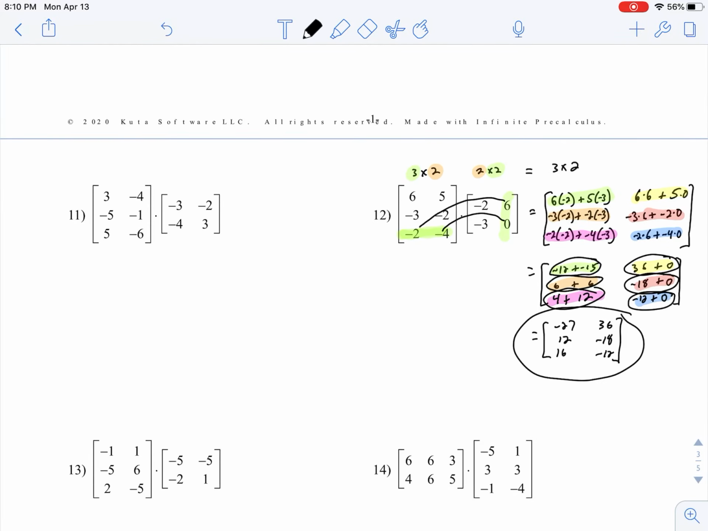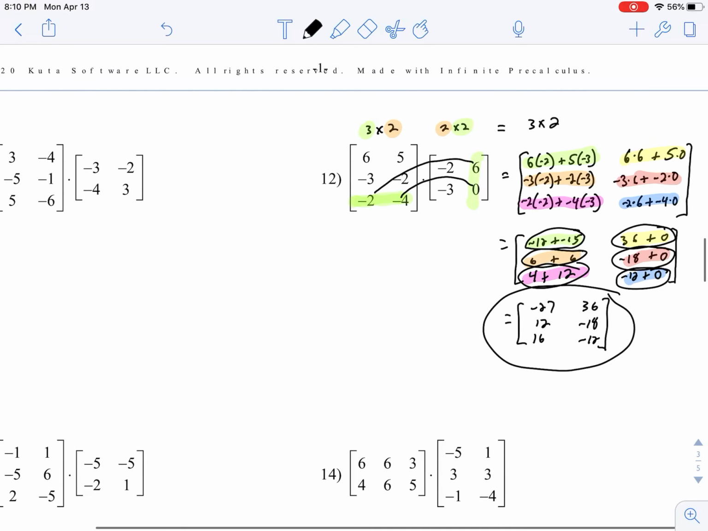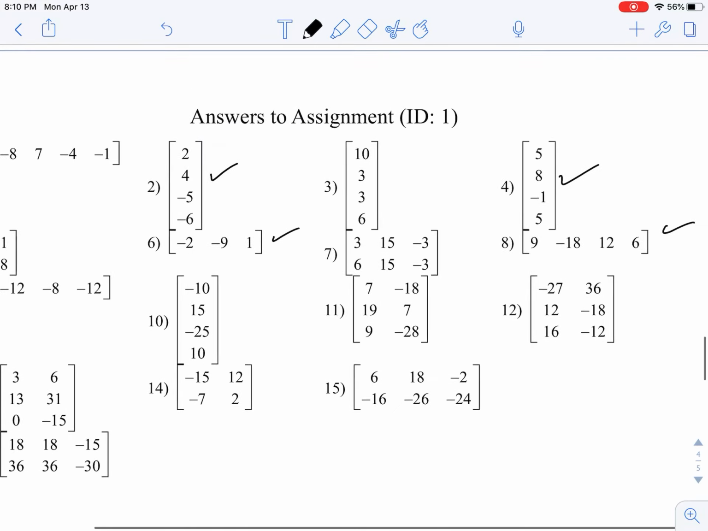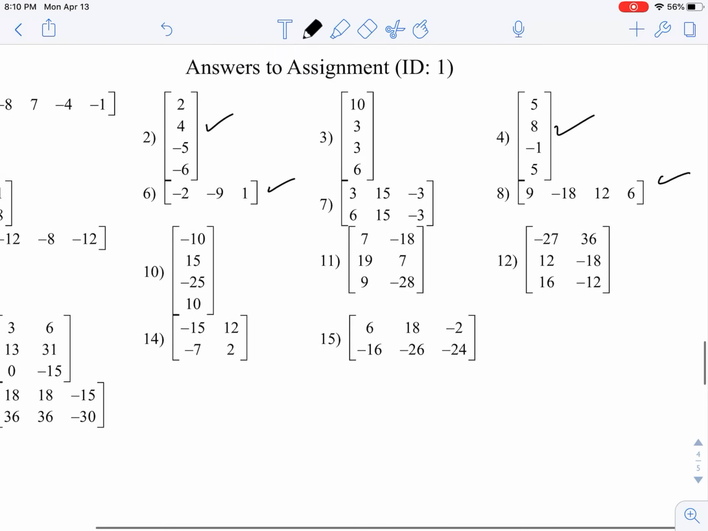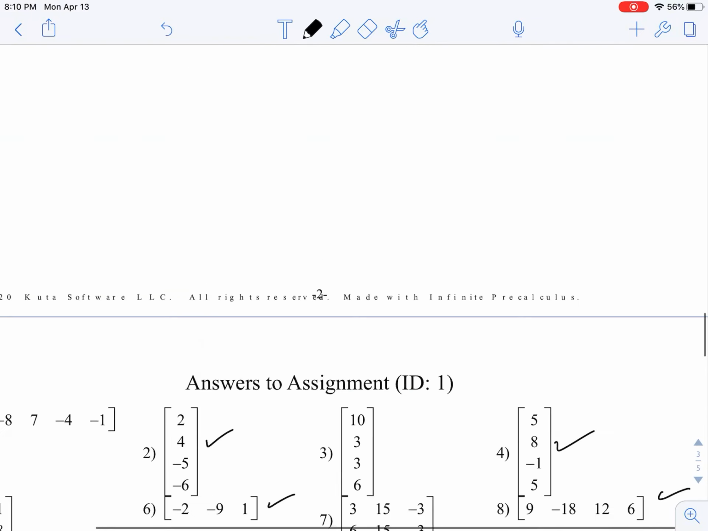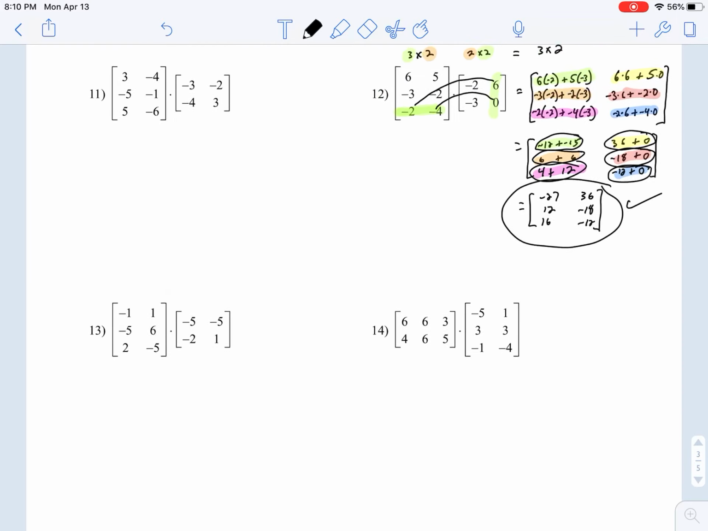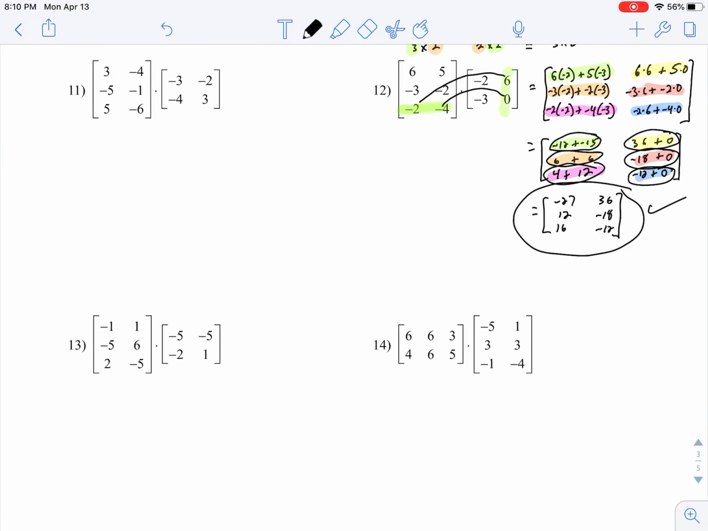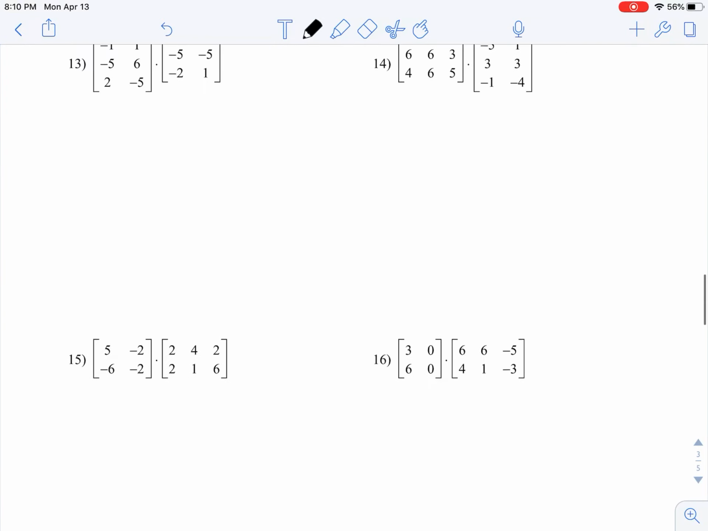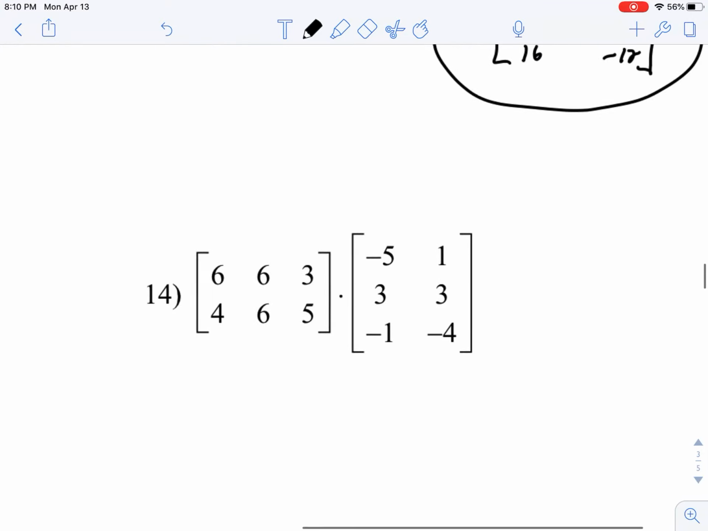Let's see, can I keep all those numbers in my short-term memory so I scroll down and check it? Probably not, but I'll try. -27, 36. Right there, -27, 36, 12, 18, 16, 12. Yep, that's right. So that's how this is done. Go back, rewatch it, pause it if you need to, or we'll just do a few more and hopefully it'll all make sense once you get used to it.